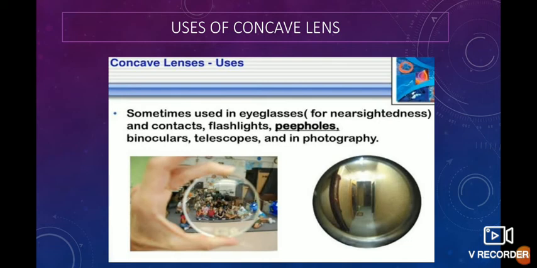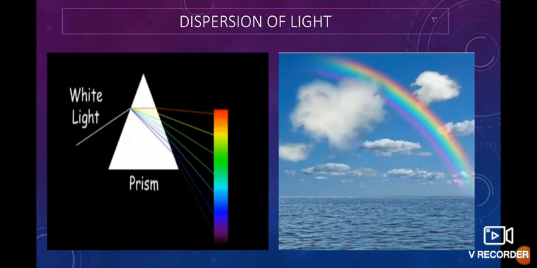There are small lenses fitted on your door to see who's come. Yes, those are called peepholes, and these are again made up of concave lenses. So that's about the concave lenses and concave mirror. Coming back to the light.